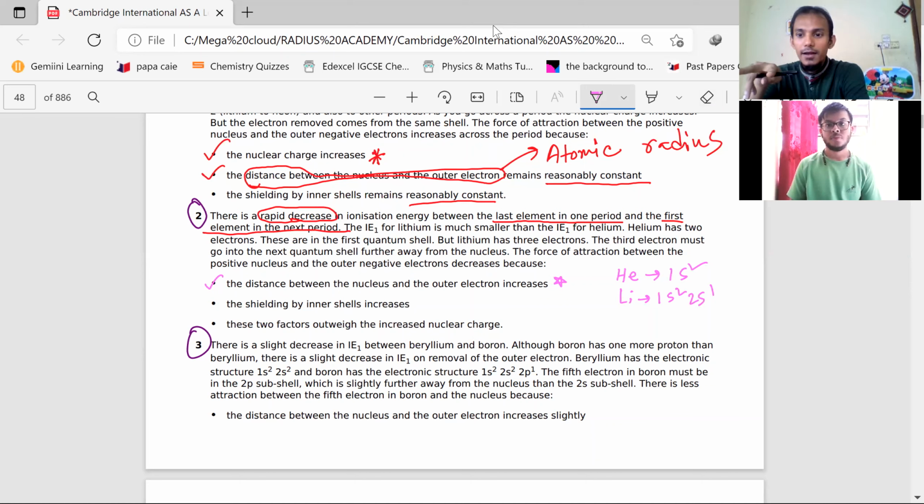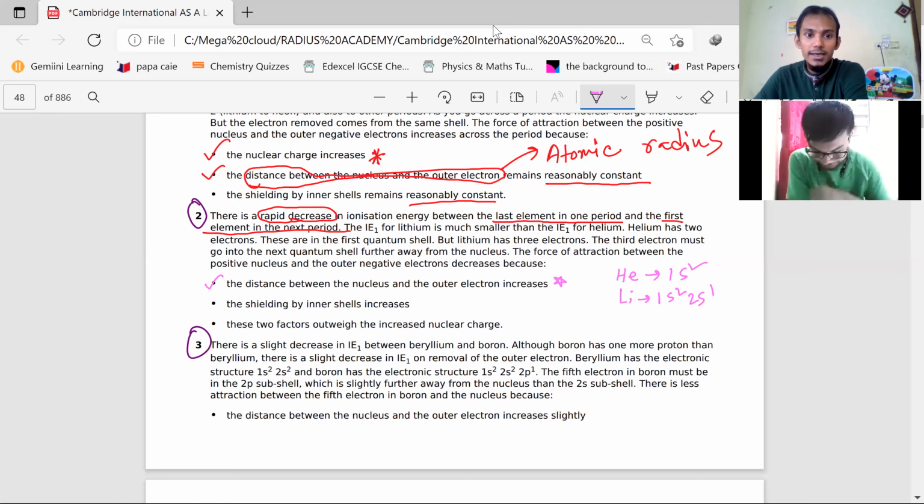You see, lithium's electron is removed from the second quantum shell, whereas helium's electron is removed from the first quantum shell. So that is a big difference. And so it will be much easier to remove the electron from the outer shell of lithium than from helium. Is it clear? It will be very easy to remove the electron from lithium because the outer electron is far away from the nucleus. If we compare with helium, helium's electron is very close. It is in the first quantum shell. So that is the main reason for that dramatic decrease.